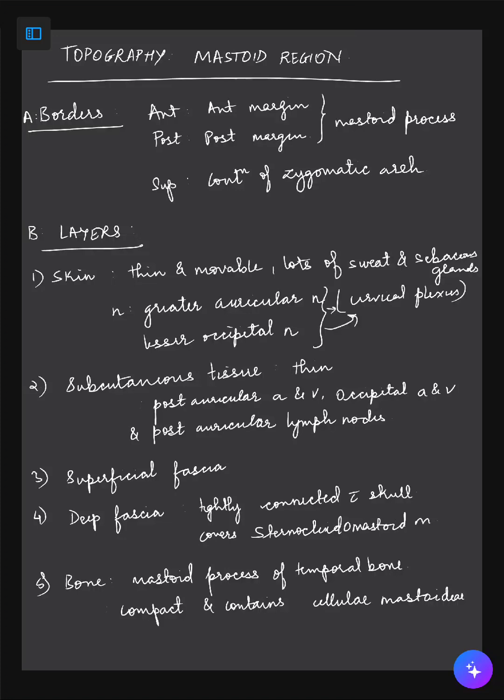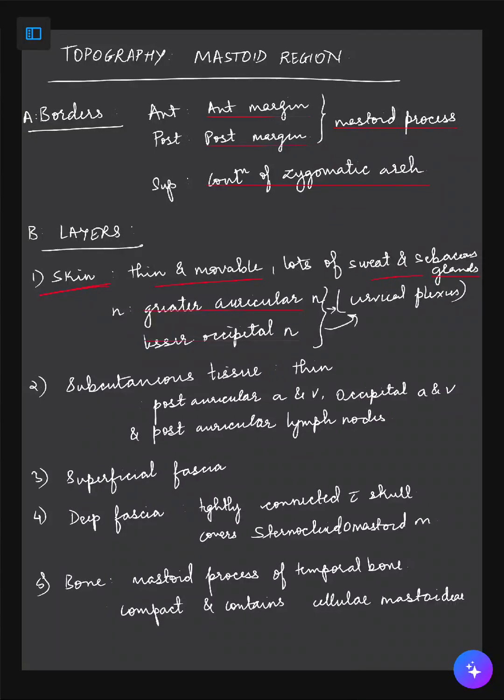Now next is topography of the mastoid region. Borders are, and it's very simple, anterior and posterior margin of mastoid process, and superiorly continuation of zygomatic arch. Now layers: skin is very thin and movable, lots of sweat and sebaceous glands are there. Nerve is greater auricular and lesser occipital nerve.